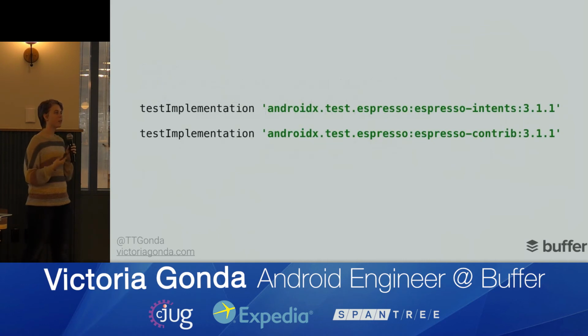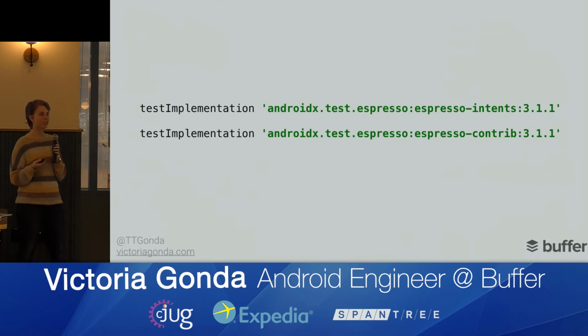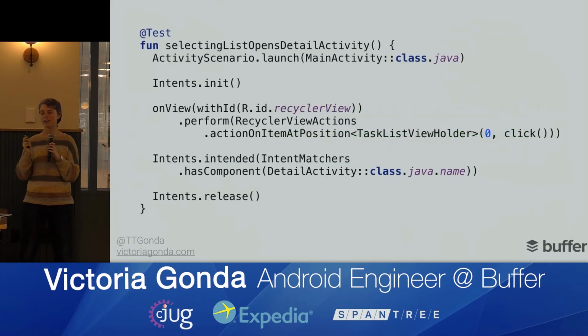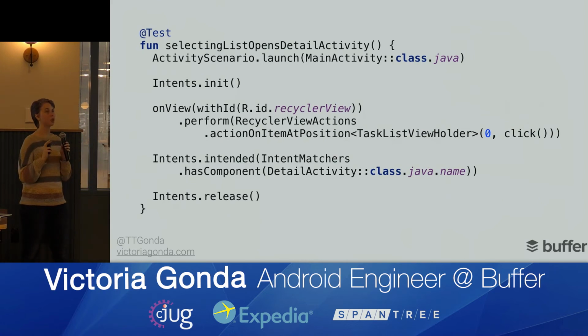Espresso has a lot of other libraries as well to help you with other things such as maybe web views or accessibility checks. Two that we'll take a look at quickly here are for intents and recycler views. And the recycler views part is a part of the Espresso contrib library. This is a test that when a list item is selected, the detail view is shown. There's a lot here, so I'll break it down.